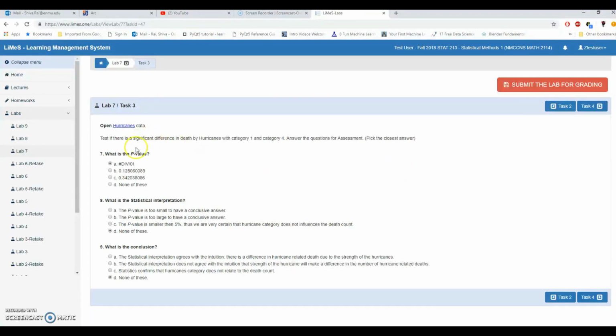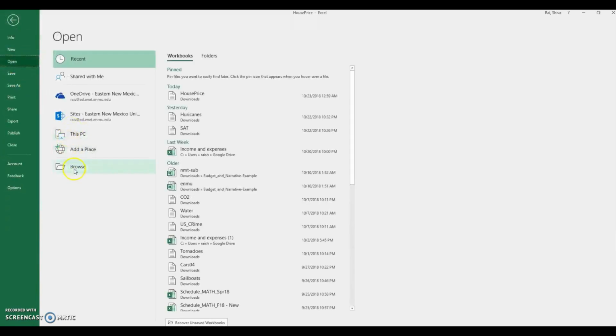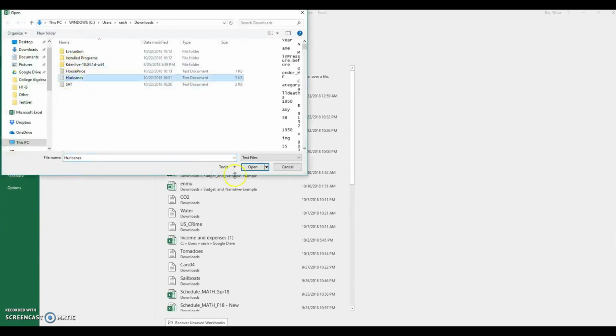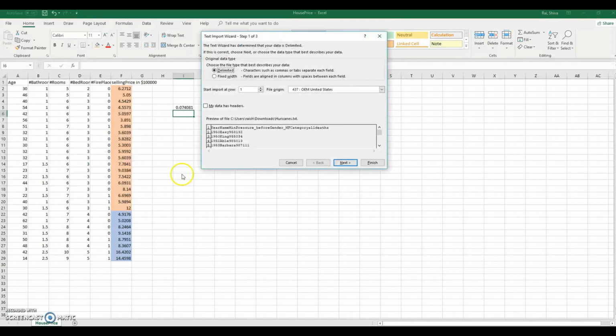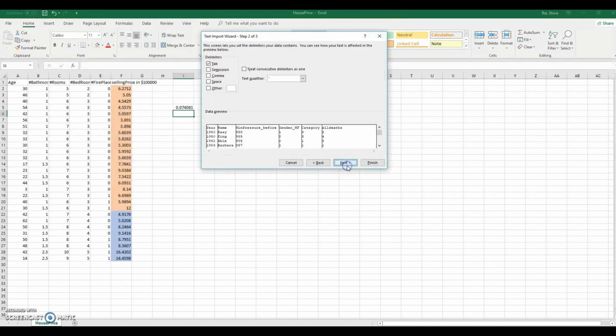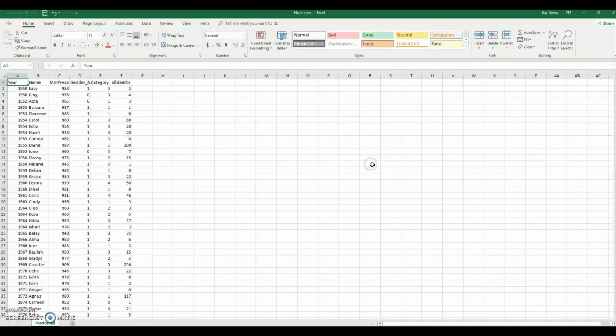Test if there is a significant difference in death by hurricanes with category 1 and category 4. This is hurricanes data. Answer the question for assessment. Now let us open this hurricane data. Open, browse hurricanes, open, delimited, go ahead and finish it. It is custom sort using category.